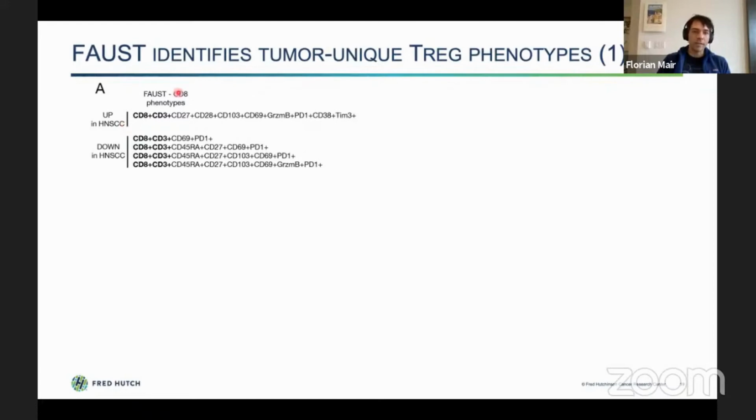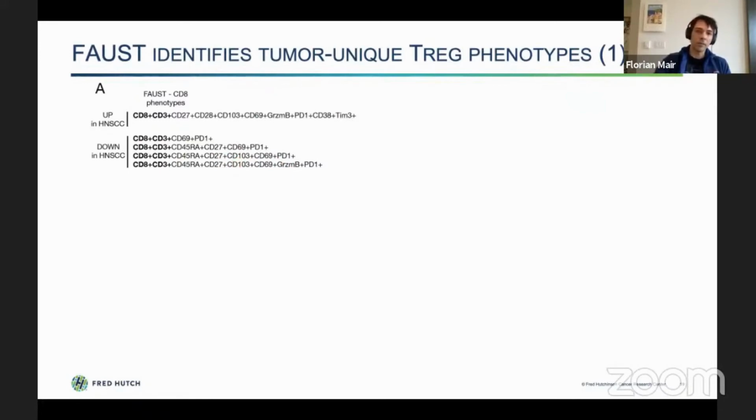The only CD8 T cell phenotype that we found as enriched in tumor tissue was actually a CD8 T cell expressing the tissue residency marker CD103, and then various combinations of PD1, CD38, and TIM3, which is also a typical exhaustion marker. In turn, the CD8 T cells that just plainly expressed PD1 together with various other combinations of tissue residency or memory markers showed decreased abundance.